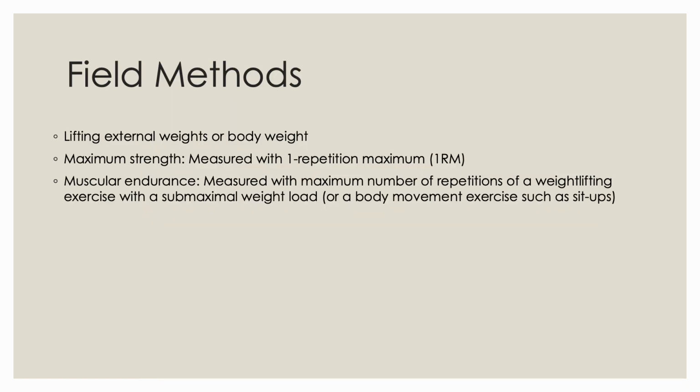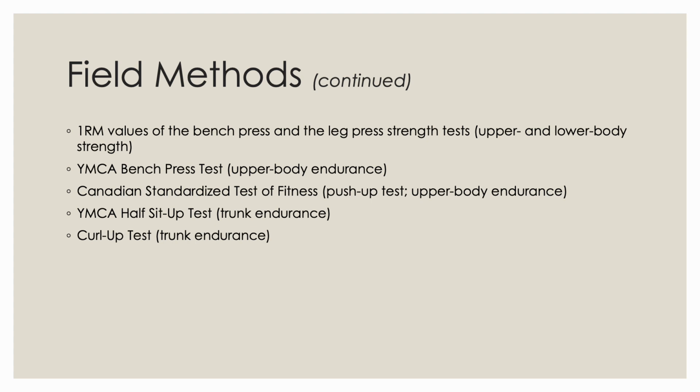Some field methods to measure strength and endurance are lifting external weights or body weight. We can assess maximum strength by measuring 1 RMs, or 1 repetition maximums. And muscular endurance can be measured with the maximum number of repetitions of a weightlifting exercise with a submaximal weight load, or a body movement exercise such as sit-ups can also assess muscular endurance. Some specific field method tests that can assess strength and endurance include the 1 RM values of the bench press and the leg press strength tests, the YMCA bench press test, the Canadian Standardized Test of Fitness, the YMCA half sit-up test, and the curl-up test.